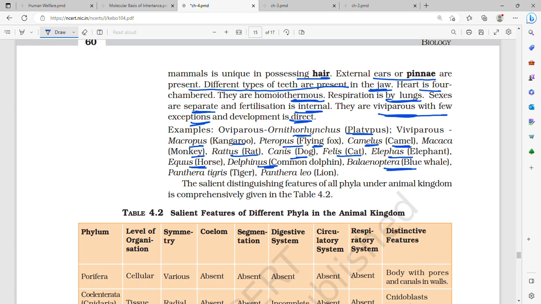Delphinus, common dolphin. Balaenoptera, blue whale. Panthera tigris, tiger. Panthera leo, lion.